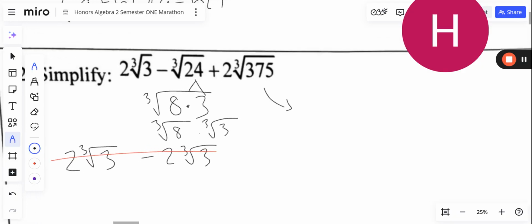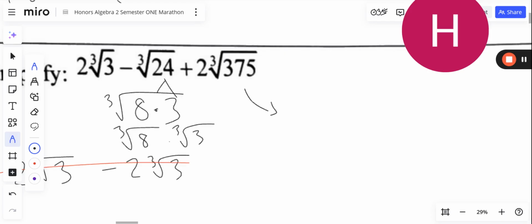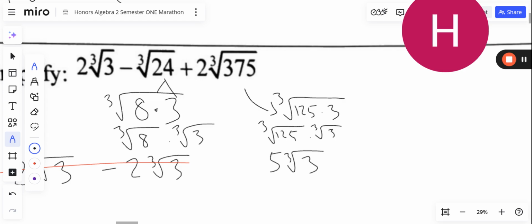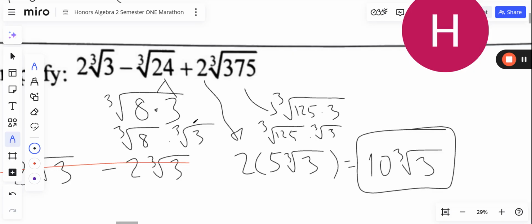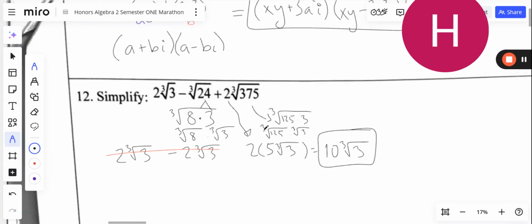And let's see what happens here. If we take out, again, a perfect cube factor of 125 in this case, that will pop out nicely as the cube root of 125 times the cube root of 3. Cube root of 125 is just 5. So the overall result here, and don't forget that it's multiplied by 2. So 2 times this will just give us 10 times the cube root of 3. And it's all simplified very nicely.